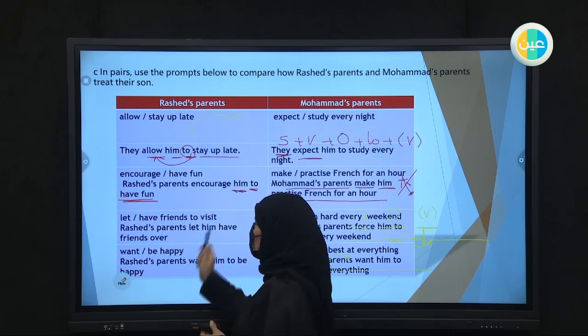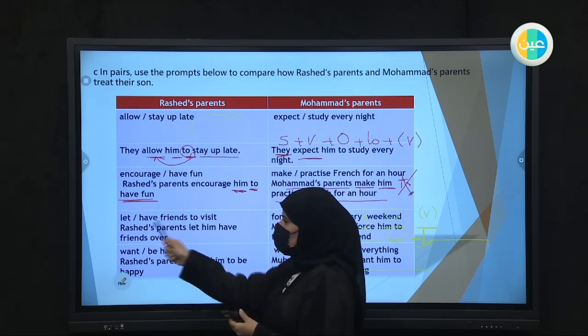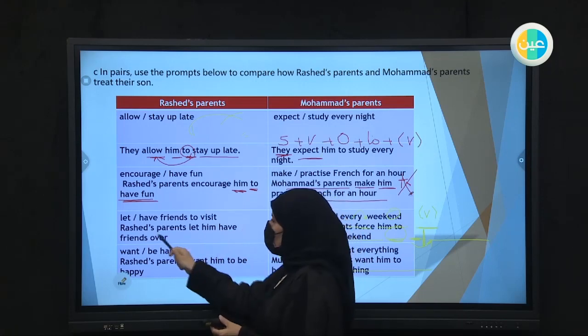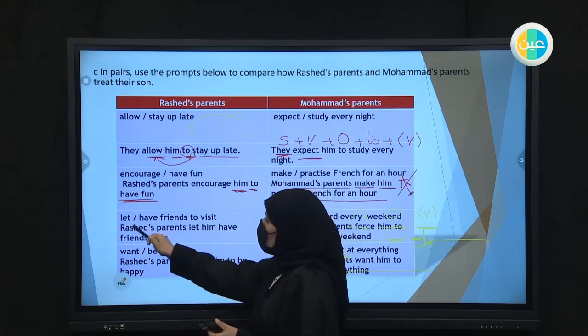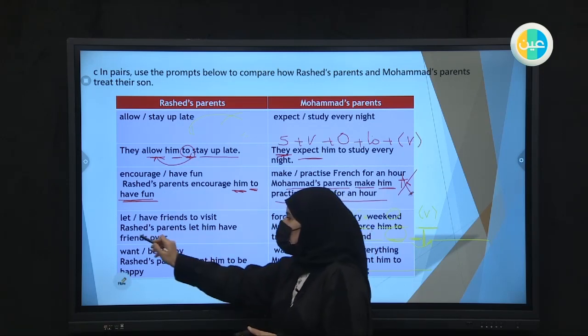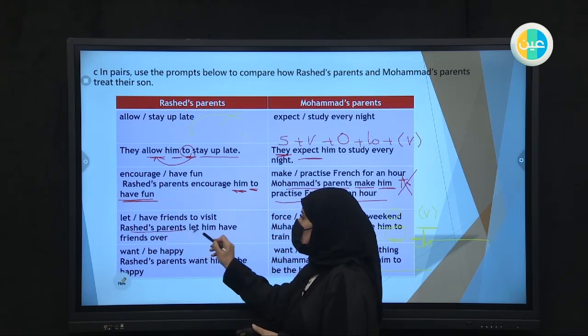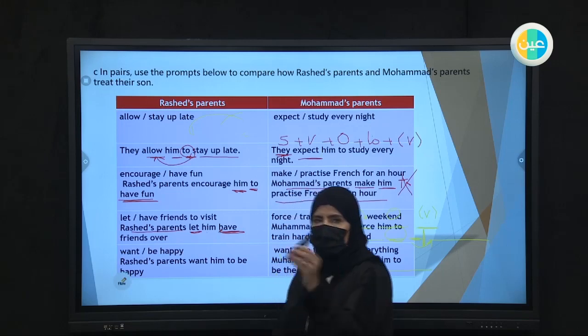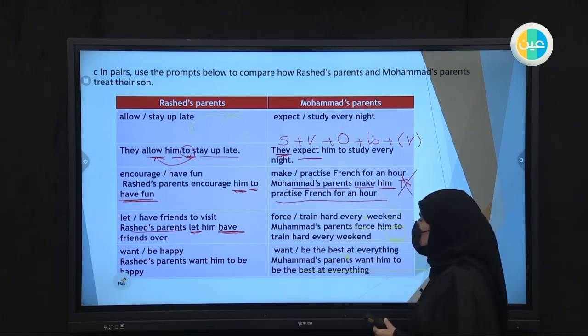Let's have friends to visit. What about let? Do you remember? Let have. إذن Rashid's parents let him have friends to visit. Rashid's parents هذا هو السبجكت، let الverb، him الobject، وعلى طول directly we have to write have the verb. Look at the next example here.